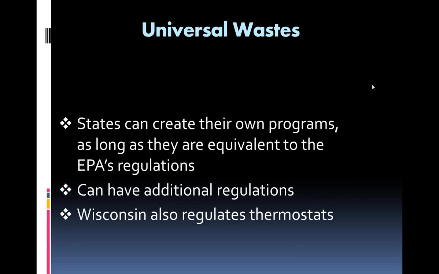Okay, so some more about the program. States can create their own programs for universal waste as long as they are equivalent to the EPA's regulations. And the reason for that is because there is a law in place that's more stringent than the universal waste regulations. So RCRA, the Resource Conservation and Recovery Act, covers disposal of solid waste, and that's more strict than the universal waste regulations, which is why states are allowed to create their own programs. States are also allowed to have additional regulations if they would like.